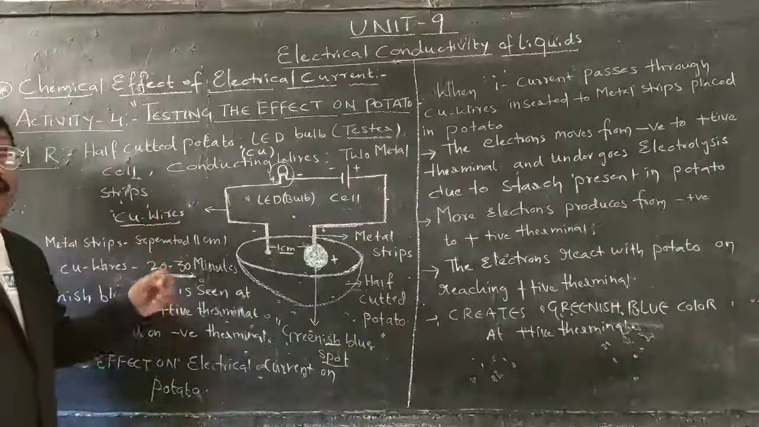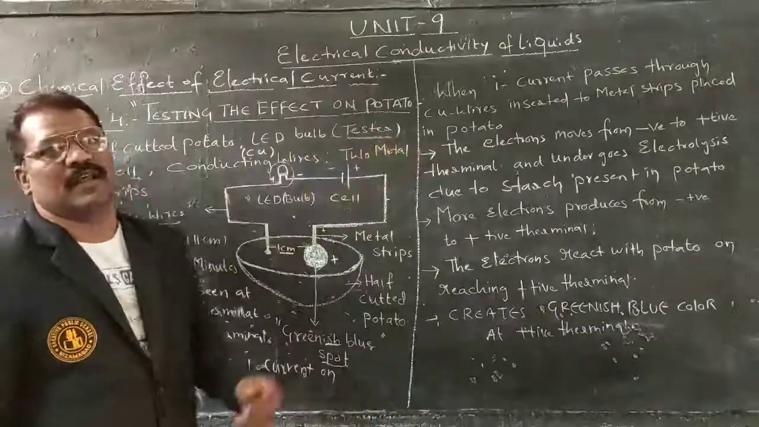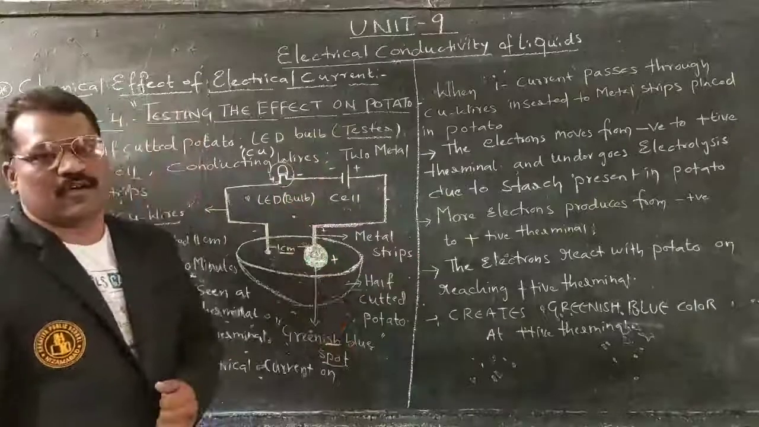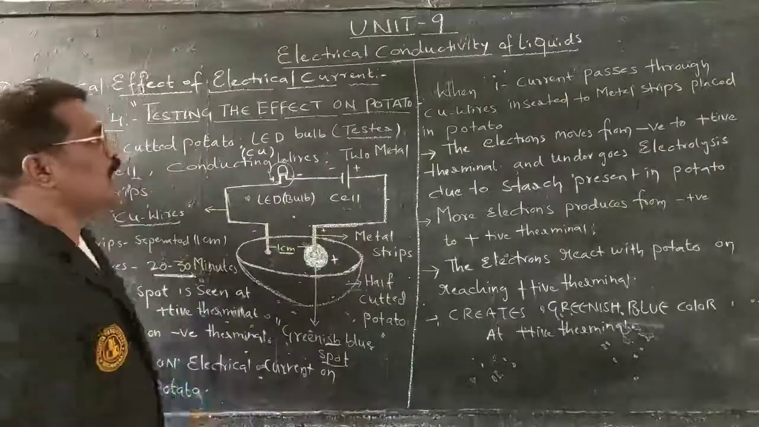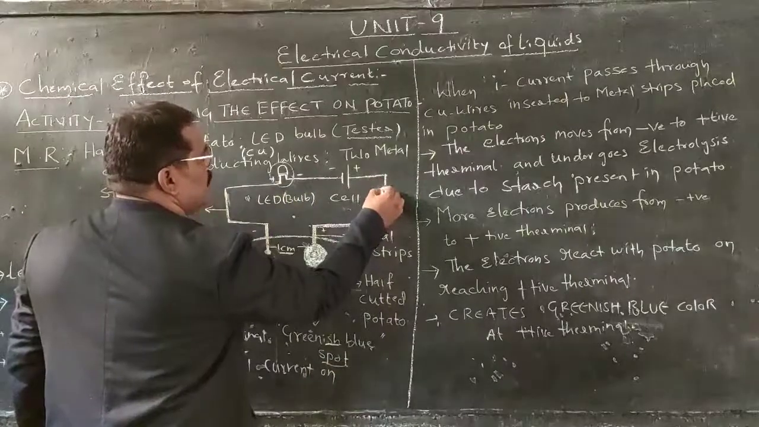Up to here only it is given in our textbook, but the process that takes place is not explained. Let me study that particular concept also. When current is passing through this copper wire, current starts flowing from where to where?